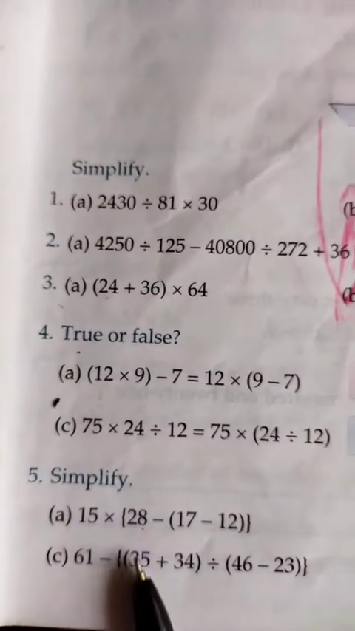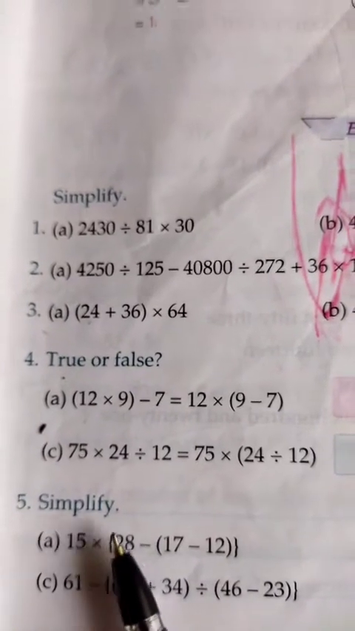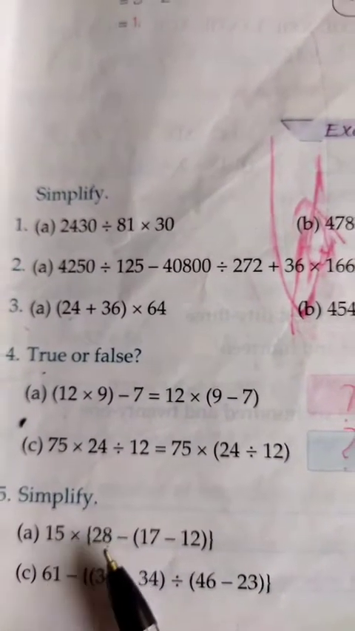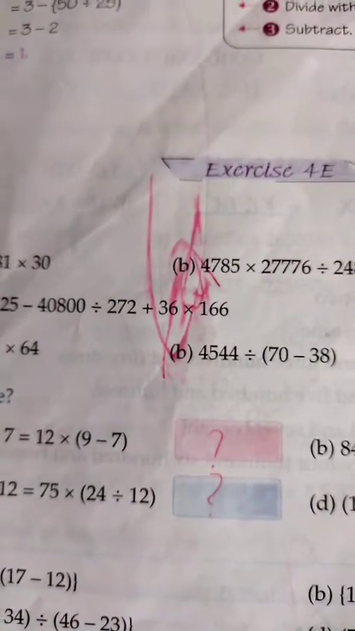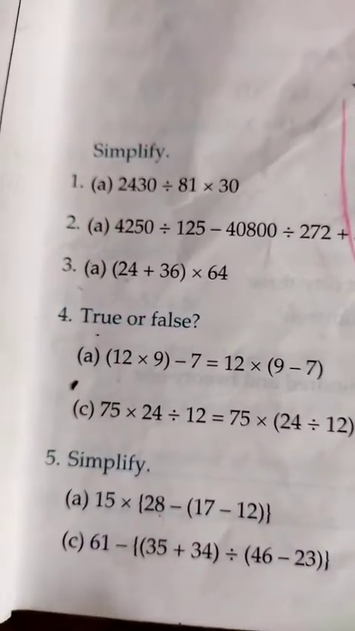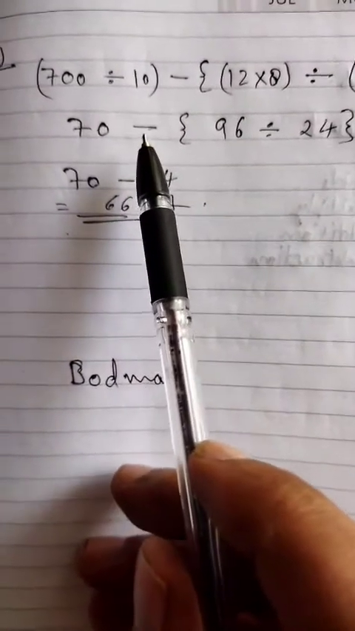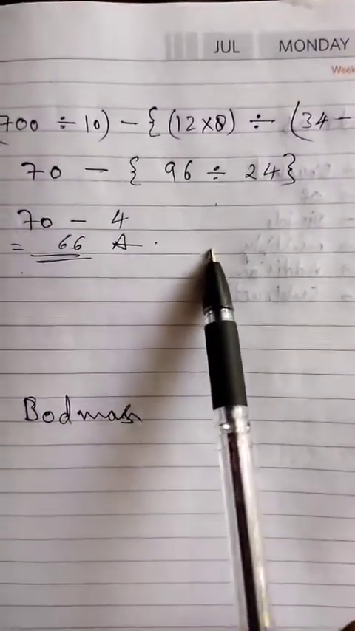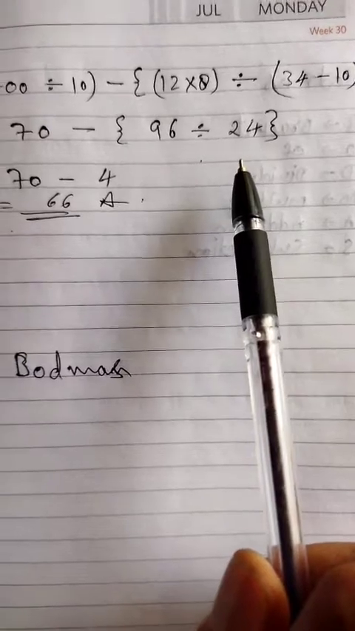Now coming on to question number 5. Let me explain. It is also a simplification question, so it also has to be done by BODMAS only. Let me explain question number 5, part D, how it has to be solved. See, this is the question for 5th D part. Then how do you have to solve this? First of all we have to solve the bracket.